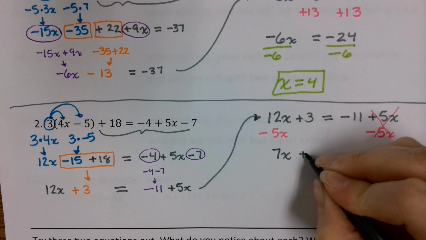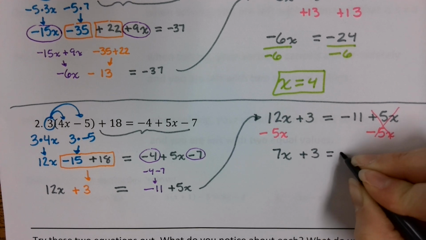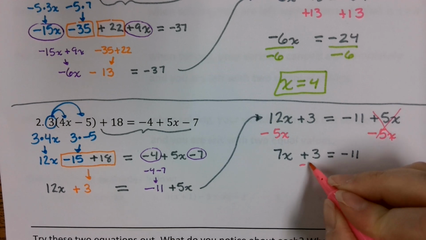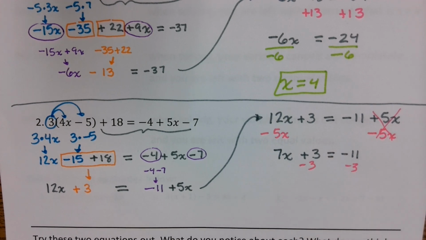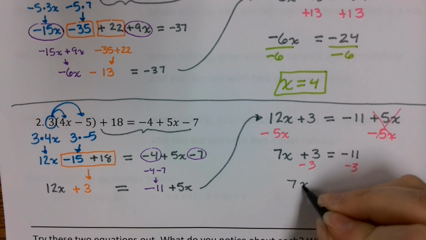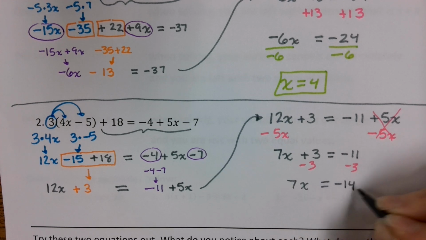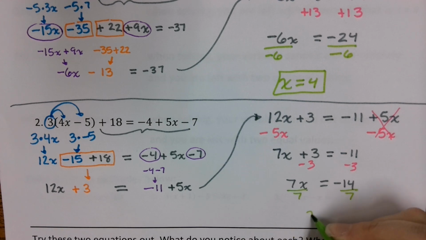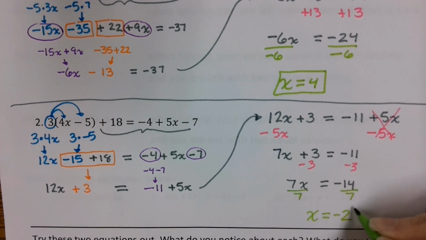You have 7x plus 3 is equal to negative 11. And now it's just a two-step equation. Subtract 3 from both sides. That gives you 7x is equal to negative 14. Divide both sides by 7. X is equal to negative 2.